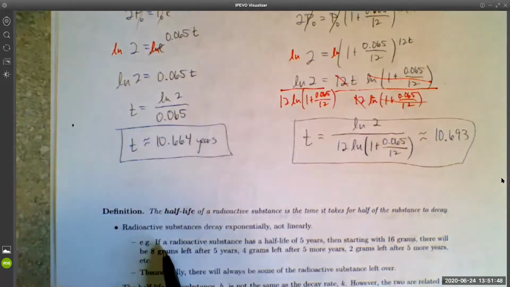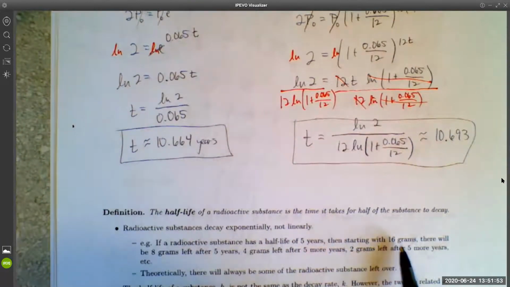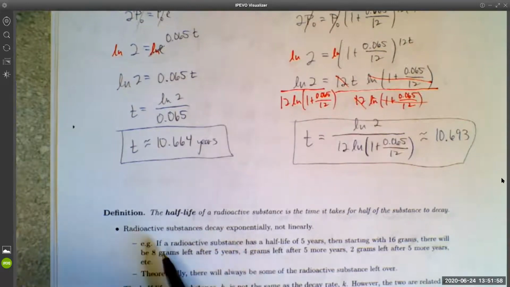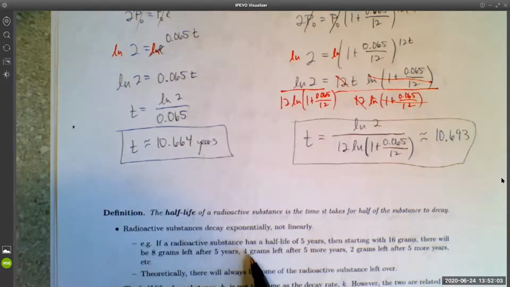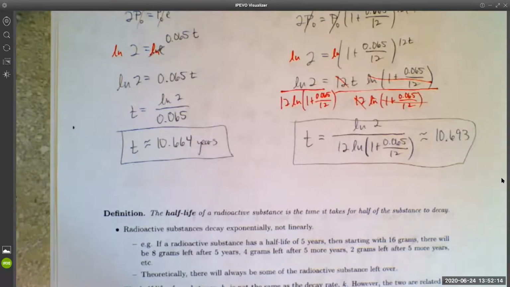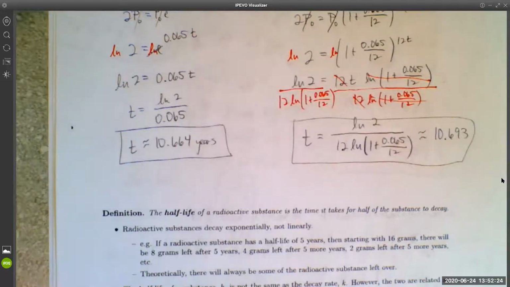So that means that if a radioactive substance has a half-life of 5 years, then starting with 16 grams, there will be 8 grams left after 5 years. And then 4 grams, right? Half of 8 is 4. 4 grams left after 5 more years. So after 10 years, there will be 4 grams left. And then half of 4 is 2. So there will be 2 grams left after 5 more years, right? So after 15 years, there will be 2 grams left. And so forth. After 20 years, there will be a gram left. After 25 years, there will be half a gram left. Right, and so forth. So theoretically, there's always going to be some of the radioactive substance left over, right?